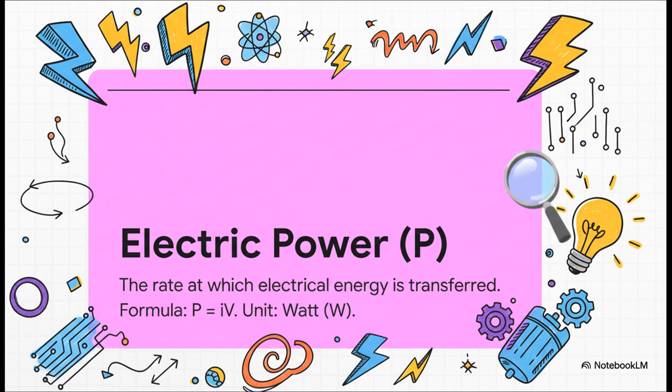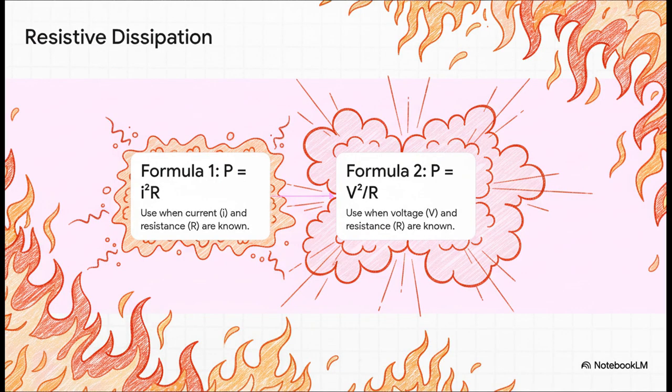And the basic formula for it is just beautiful and simple. Power is the current multiplied by the voltage. We measure it in watts, and 1 watt just means 1 joule of energy is being used every single second. Now, when this energy transfer happens inside a resistor, almost all of it gets converted into heat. We call this resistive dissipation. It's the reason your toaster gets hot.